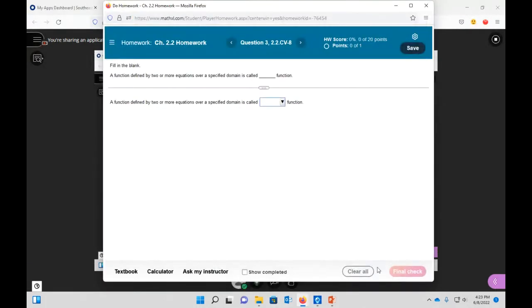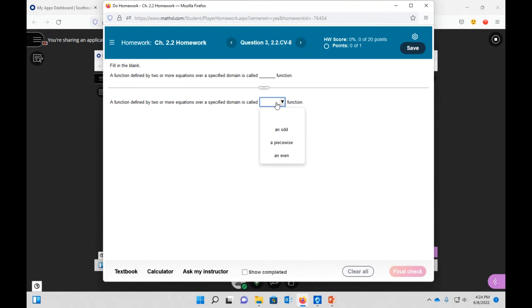Alrighty, so here's a homework problem out of Chapter 2, Section 2, and let me display the homework problem. And it says here that a function defined by two or more equations over a specified domain is called a blank function. And what are our answer choices? Odd, piecewise, even.